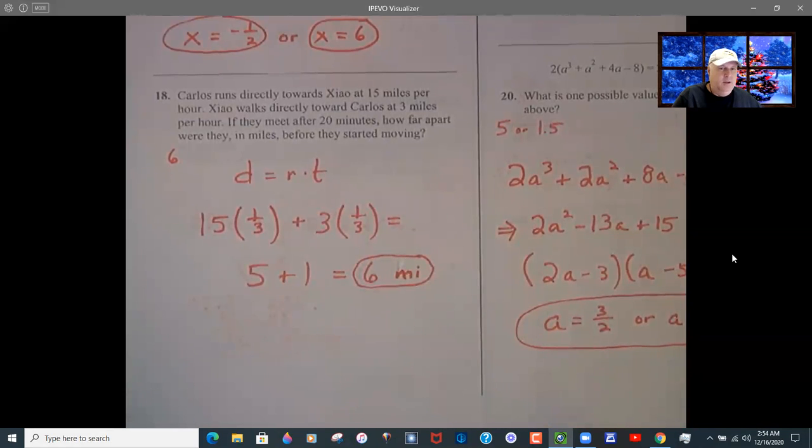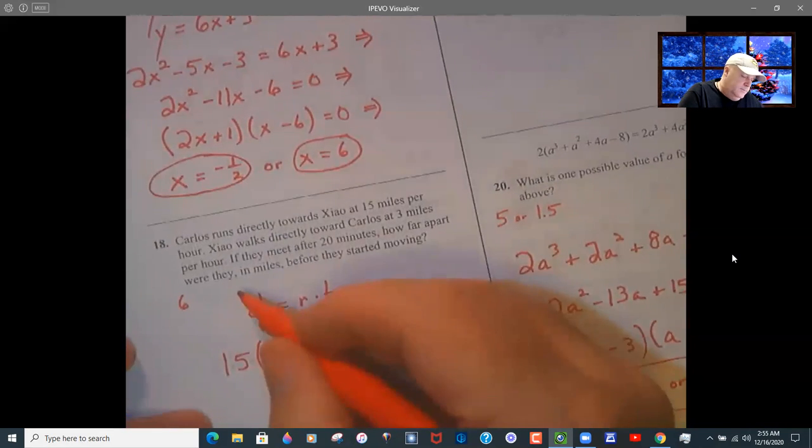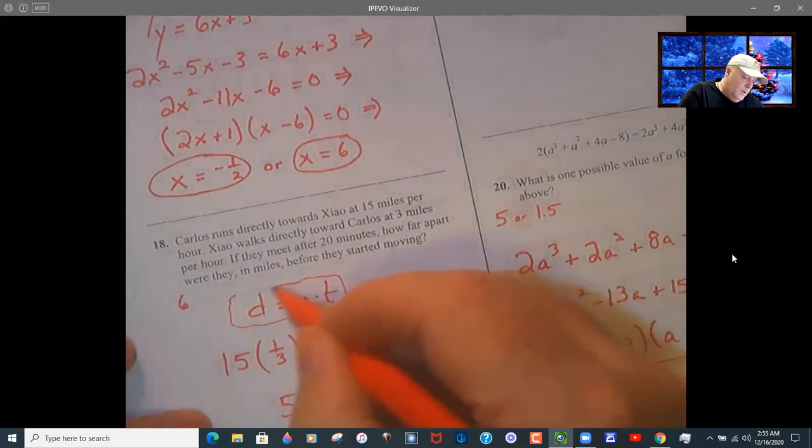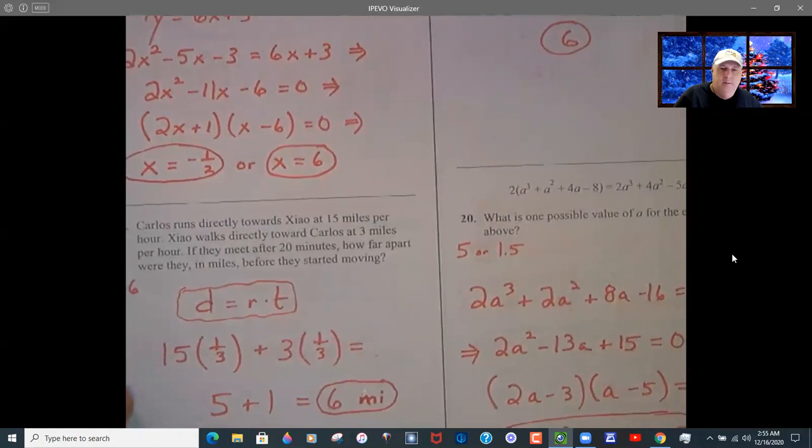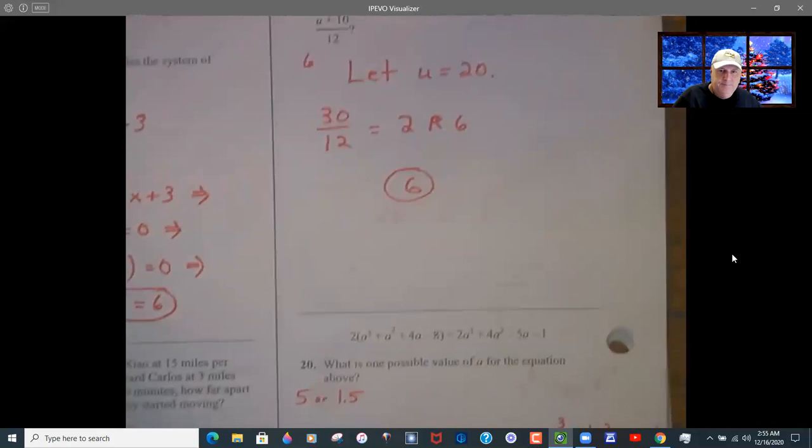So you add up both r times t's and you get 6 miles. Anytime you see something like this, where you're talking miles per hour and then time going on, you need to write this down because that's what's coming in your figuring.